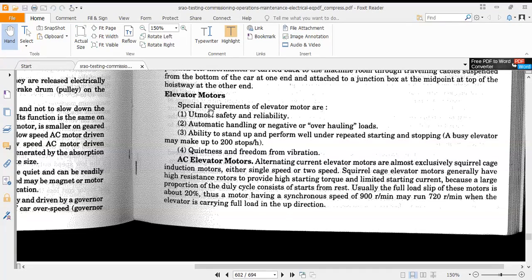Elevator motors. Special requirements of elevator motors are utmost safety and reliability. The motor has to operate reliably, and for n number of operations it should give its performance. Otherwise, think you are in the lift and the motor doesn't start. What is the condition in between? Therefore, safety and reliability is of prime importance for elevator motors.